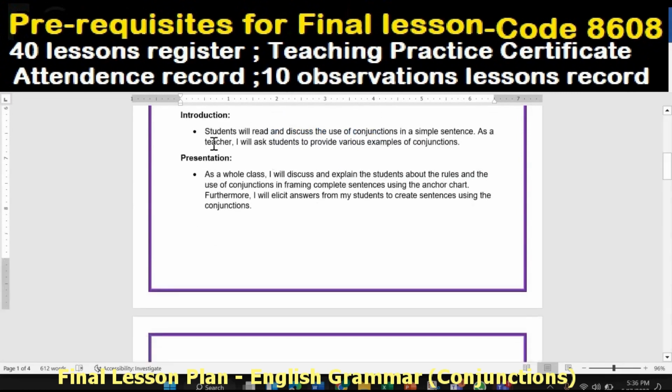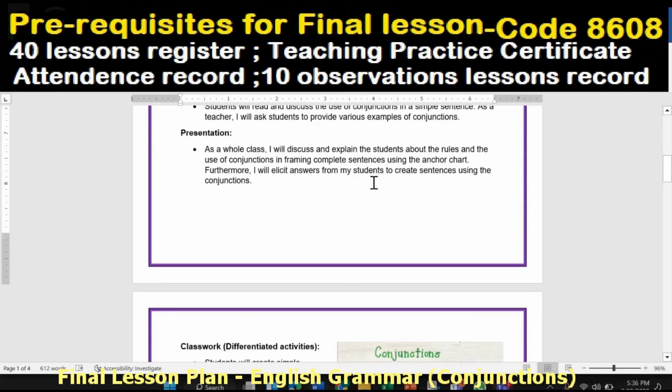So as a part of my introduction, I will introduce this topic to my students by discussing with them the use of simple conjunctions in a simple sentence. And as a teacher, I will ask them to give me examples because I want my lesson to be more interactive as a warm-up activity.